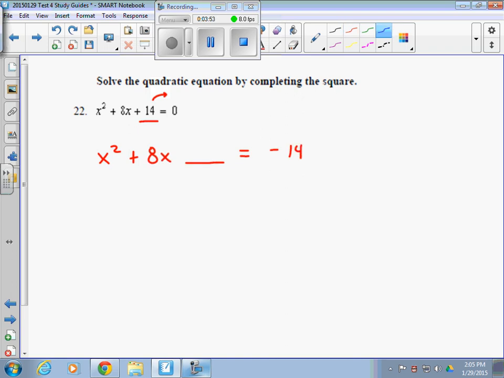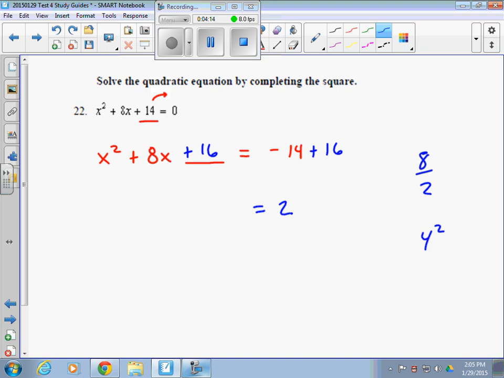Find your new value of c just like we did on 21. Take 8 divided by 2, you get 4, and square 4, and you'll get positive 16. If you add 16 to the left side of the equation, though, you have to add it to the right side. Negative 14 plus 16 is going to be positive 2.